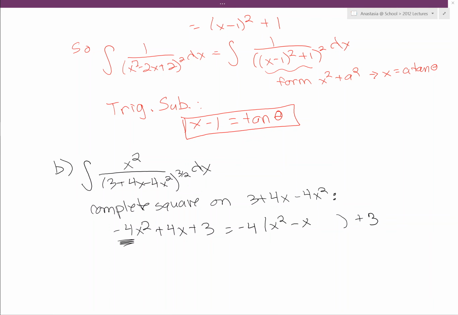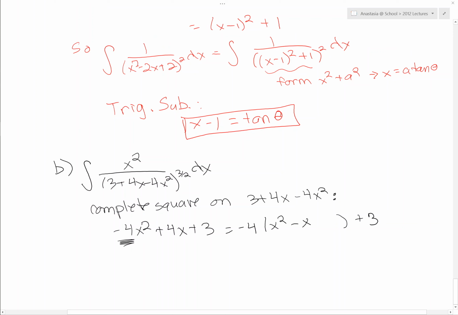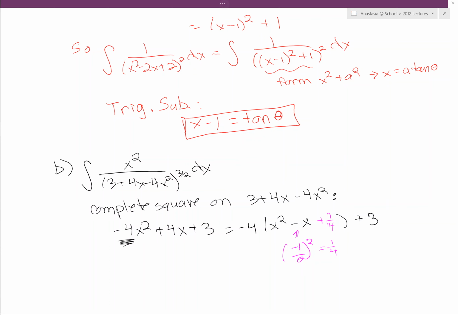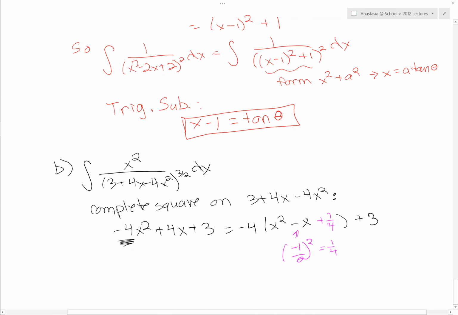Now, completing the square, I take this value, negative 1. I divide it by 2 and I square it to get a 1/4. So I'm going to add 1/4 in here. I need to cancel it out. In this case, I'm not just going to subtract a 1/4 because I have a 1/4 being multiplied by negative 4. So if you take those two into account, I'm actually subtracting 1, which means that I need to cancel it out by adding 1.